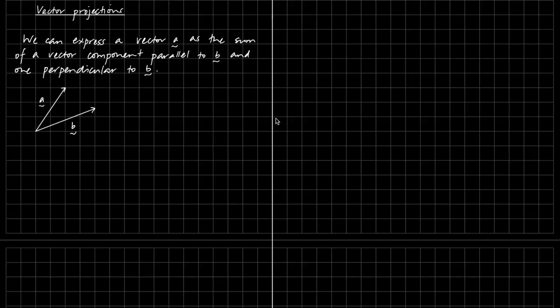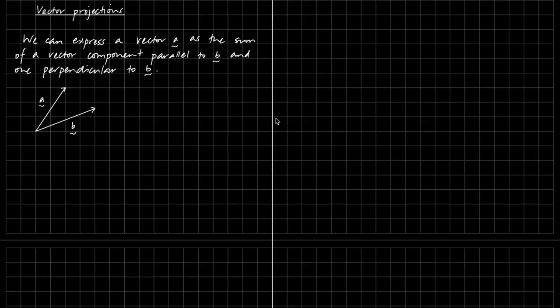In this video I'm going to explain the concept of vector projections, and you can see that I've written a statement there saying we can express a vector A as the sum of a vector component parallel to B and one perpendicular to B. So I'll try and express that using a diagram that might make a little bit more sense. But basically we're saying, well, any vector can be expressed as the sum of two or more other vectors.